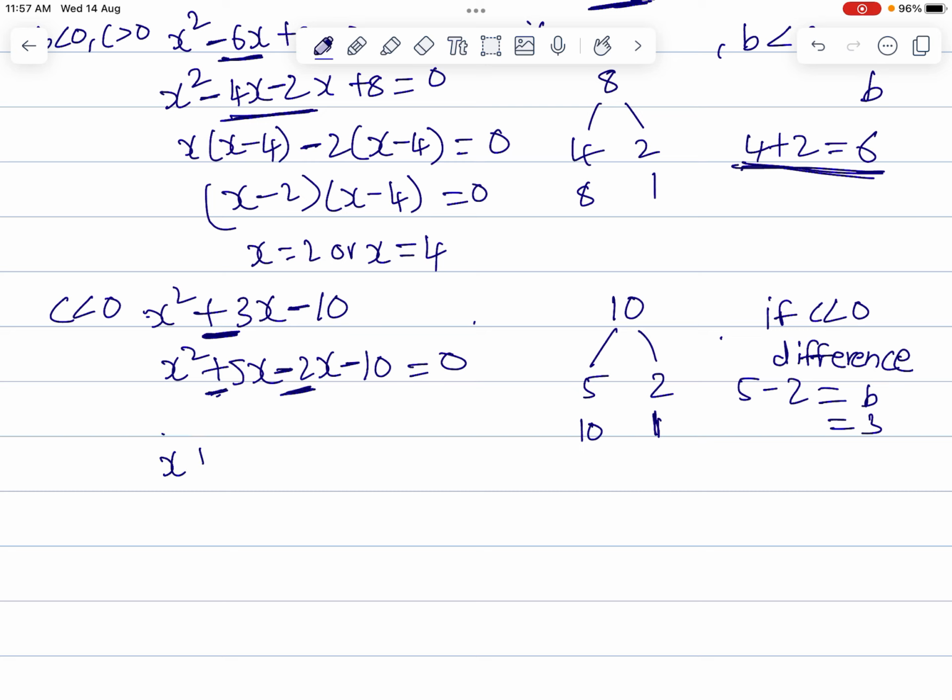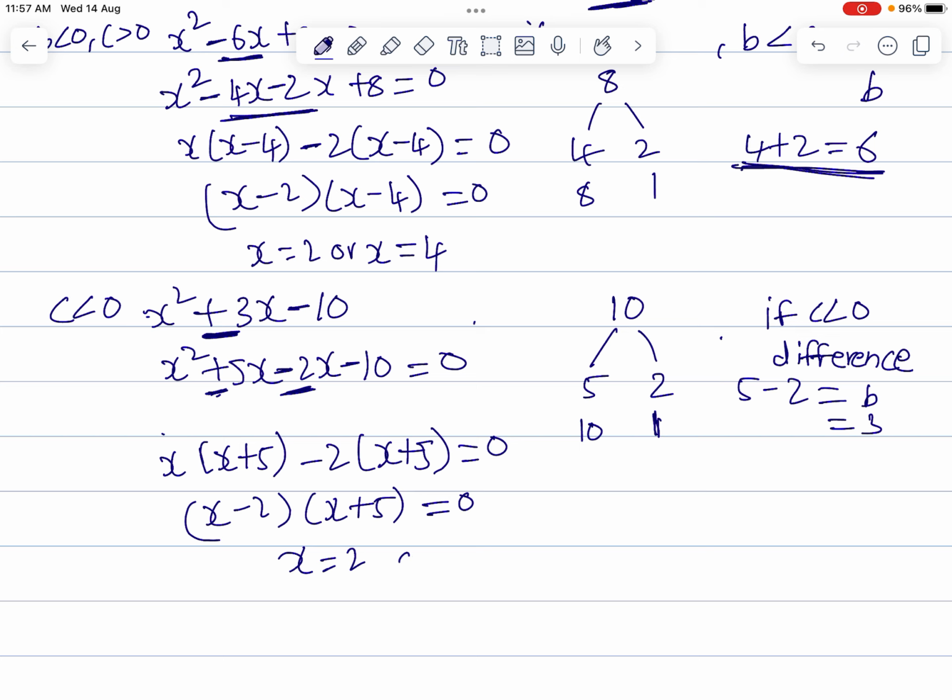So now taking x into x plus 5 minus 2 into x plus 5 equal to 0, we'll have x minus 2 into x plus 5 equal to 0. So x is equal to 2 or x equal to minus 5 is the solution.